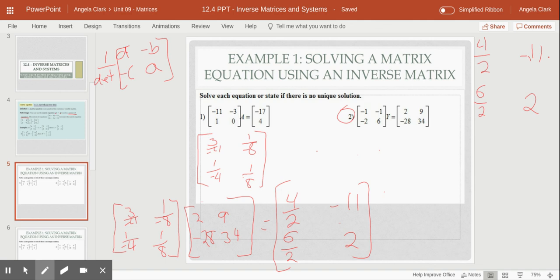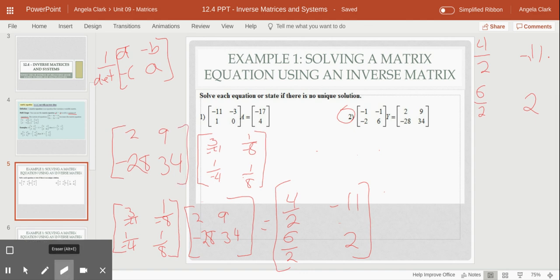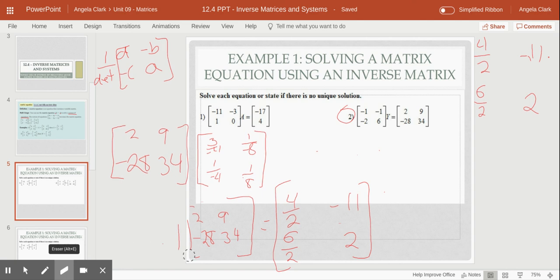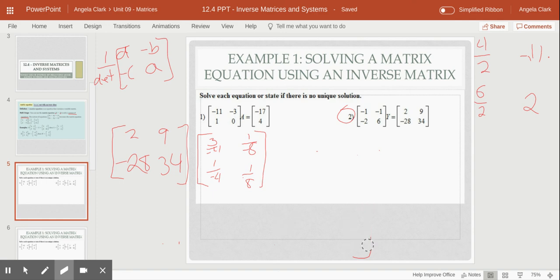Okay. And then I'm going to have the other one on this side. So 2, 9, 28, negative 28, 34. So I'm just changing the order in which I'm multiplying them. And then we'll see what happens if we get a different answer. So this is also going to play into that unique solution thing. So we very well might have two different solutions. So in that case, there would be no unique solution, but we would in fact have solutions. They just wouldn't be unique. So let's look at this.